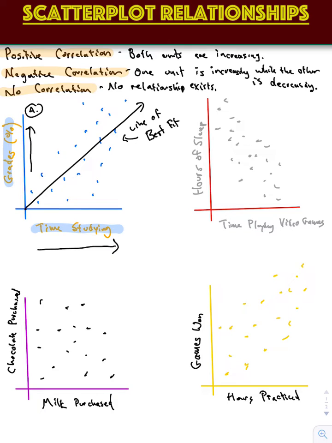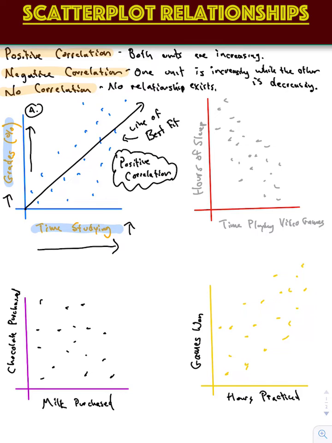We notice that we have a positive correlation. And above you can see the definitions of each. A positive correlation is present when both units are increasing. In other words, as time studying increases, the grades go up. As I study less, the grades go down. So that is called a positive correlation.